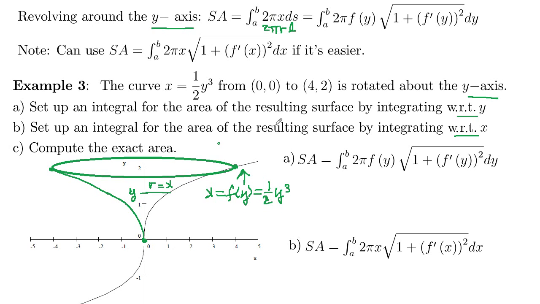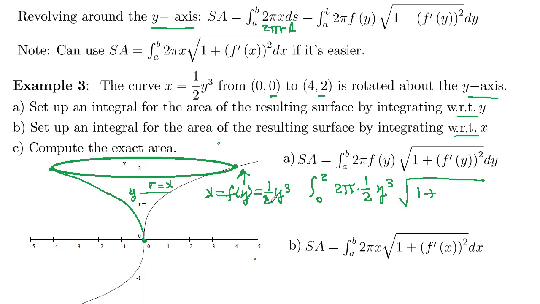So in part A, we're integrating with respect to y. So that's the first formula. I went ahead and brought that down here. So we're integrating with respect to y, so we're going to use 0 and 2 as our limits of integration. So this will be the integral from 0 to 2, 2 pi, and then our function of y, f of y, is 1/2 y cubed. And then square root 1 plus f prime of y squared.